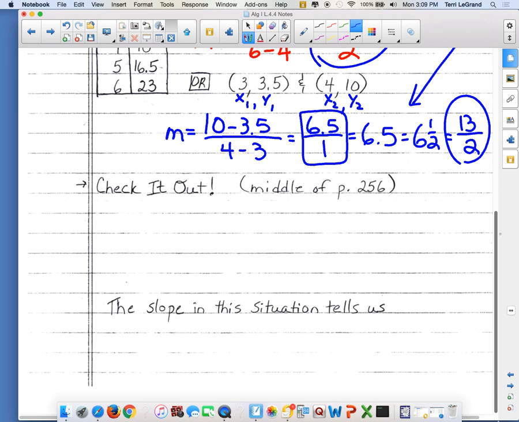How many grid lines to get from one of them to the other? 1, 2, 3, 4, 5. You gotta go 5, don't you? 5 grid lines. How many grid lines you gotta go over? 2. Okay, so 5 over 2. Well, that would be a slope of 5 halves. Anybody have that? Well, 5 halves.